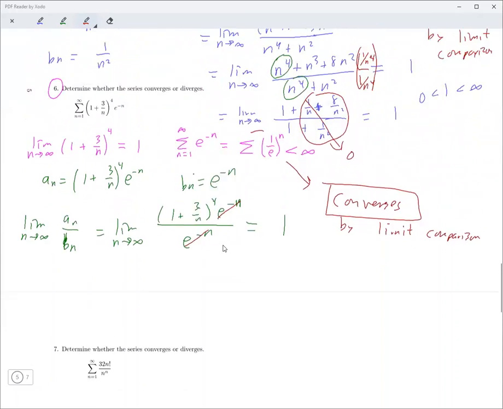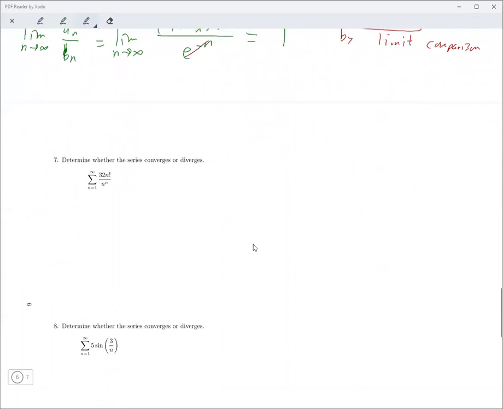Okay, let's look at number 7. So here we have 32 n factorial over n to the n. So what I'm going to do is set a sub n equal to these terms right here. And in this situation, it helps a little bit to multiply things out.